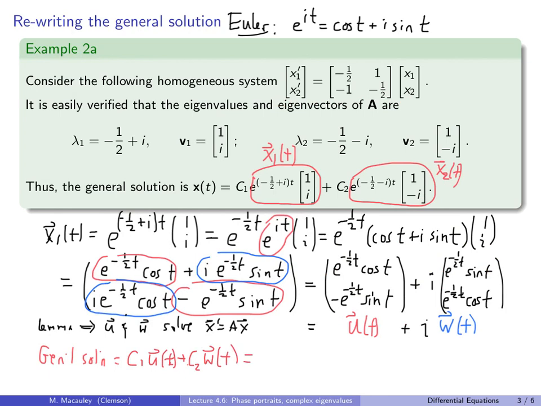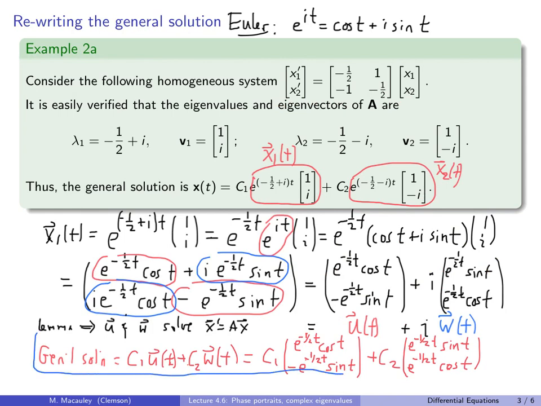Let me actually write out what this is. So this is c1 times e to the minus 1/2 t cosine of t, negative e to the minus 1/2 t times sine of t, plus c2 times w, which is e to the minus 1/2 t sine of t and e to the minus 1/2 t cosine of t. Let me box that.